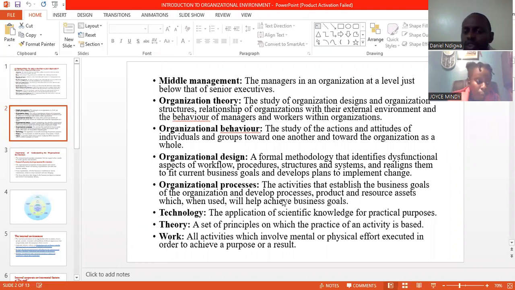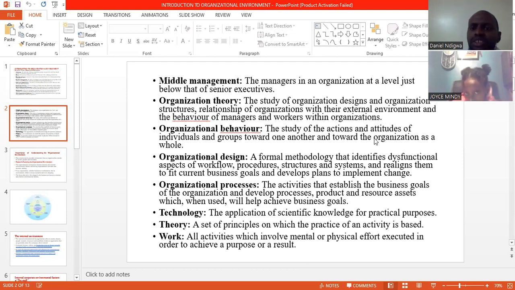Then the other one is organizational design. This is a formal methodology that identifies dysfunctional aspects of workflow, procedures, functions, and systems, and realigns them to fit the current business goal and develops plans to implement change. So design basically gives you the workflow, what you are expected to do within the organization. And it shapes many activities that help to achieve certain goals within the organization.